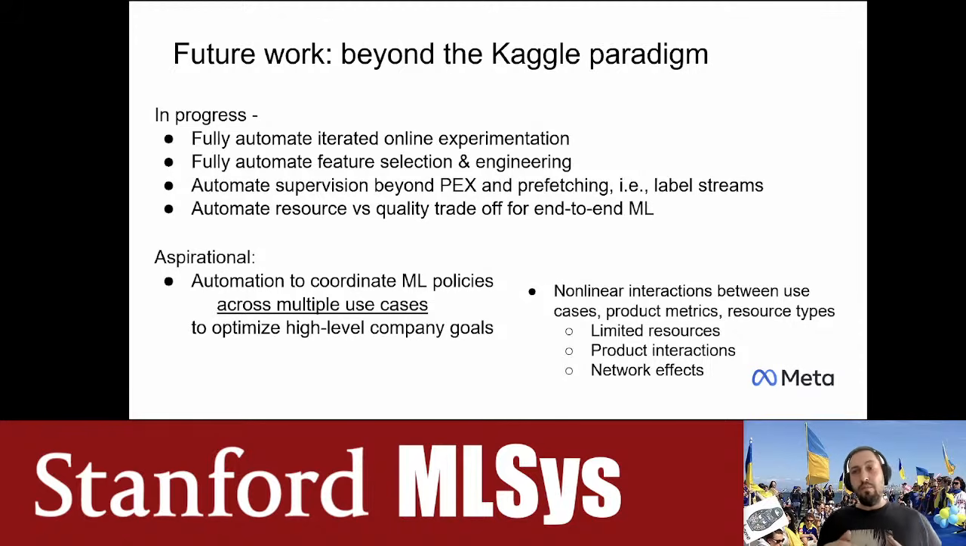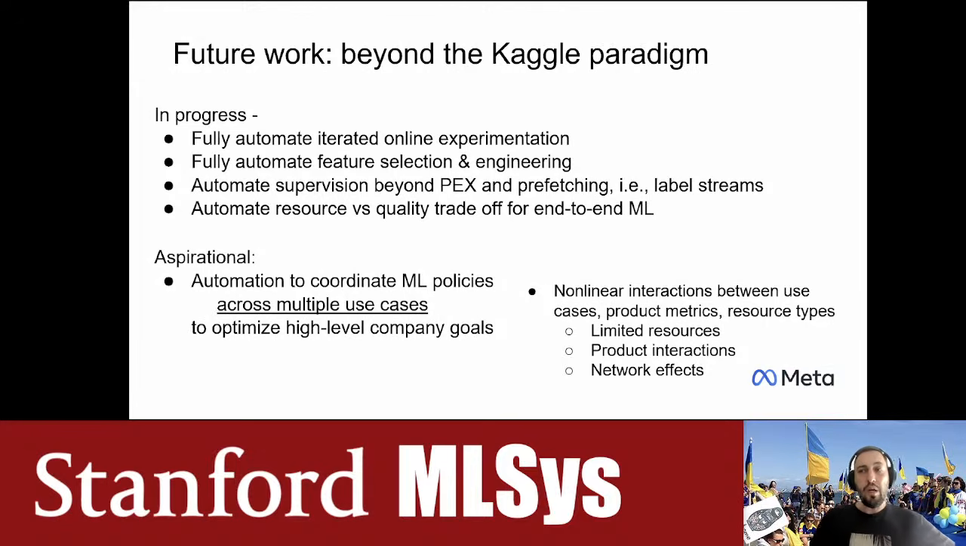And so when you trust your platform, you can fully automate iterated online experimentation. We are not far from that. It's mostly automated, where you perform an A/B test and then you tune parameters and then another A/B test. Now, fully automating feature engineering is harder. Feature selection with significant efforts can be largely automated, but yeah, feature engineering, that's a tough one, especially for complicated features.